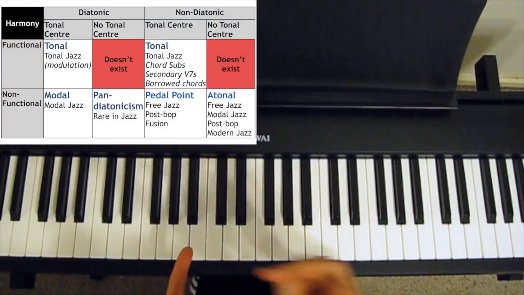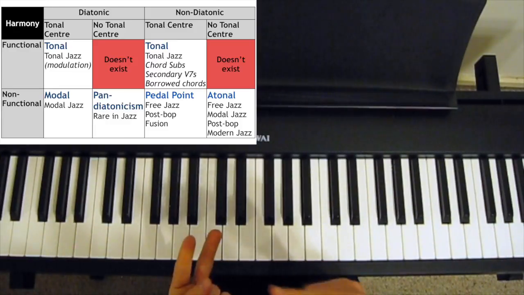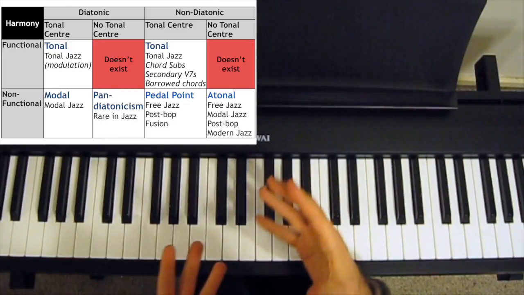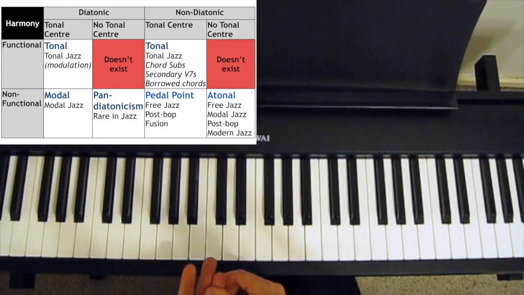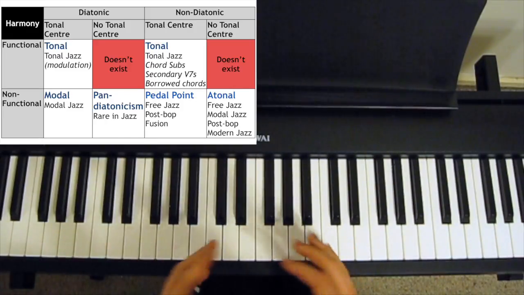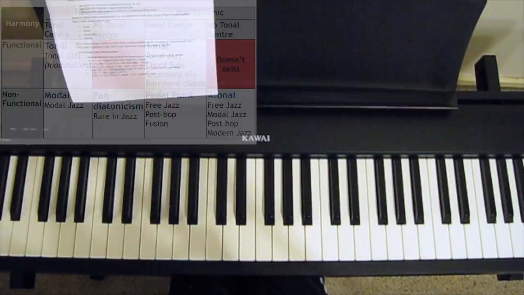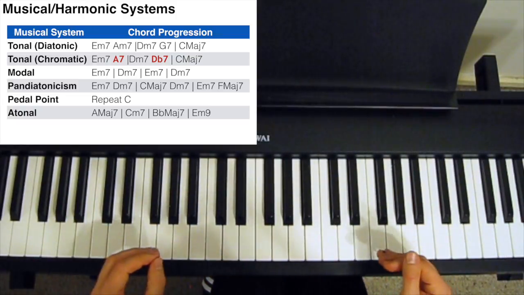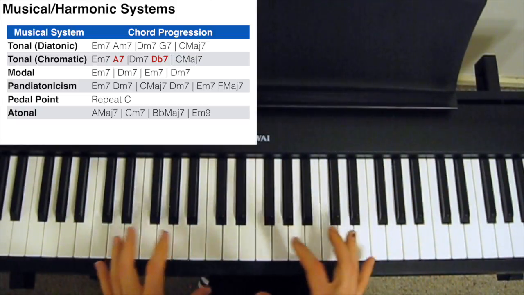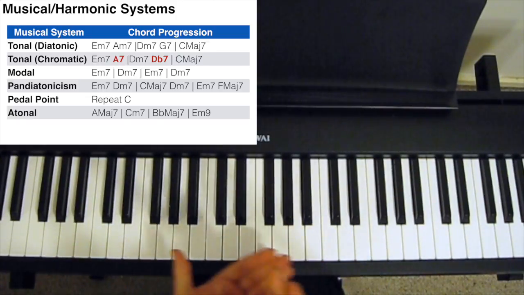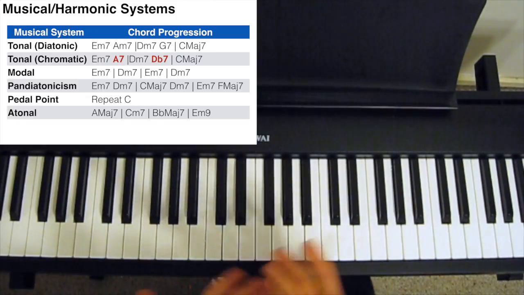Next, if you have non-functional chord progressions, no tonal center, but still use diatonic chords or chords from a particular key, then you have something that I've called pandiatonicism. Now, this is relatively rare in jazz, but nevertheless, you have chord progressions that stick to a particular key, so chords that are derived from one particular diatonic key, but that don't outline any particular tonal center.